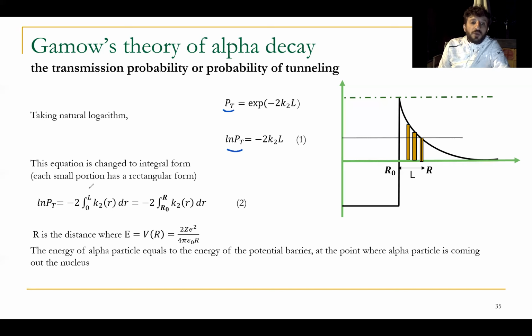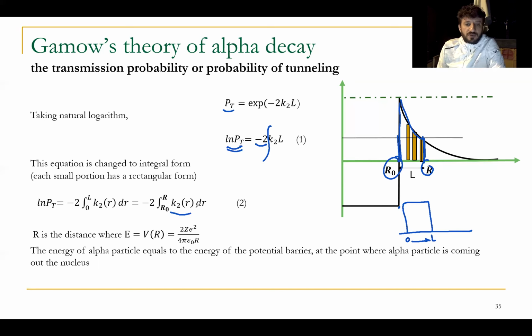So we can put ln PT equal to minus 2 integral, because K2 is not constant, so we have to do the integral between, let's say, 0 and L, where we have a length equal to L. So we can put between 0 and L K2(r) dr, and we can put the limits between R0 and R, between this point and this point. K2(r) is the variable term, times dr.